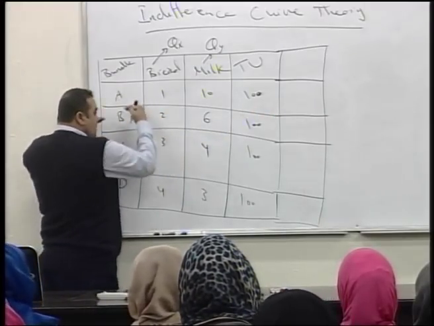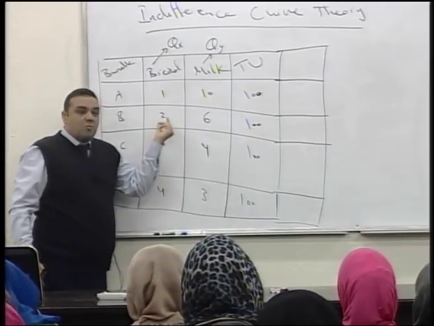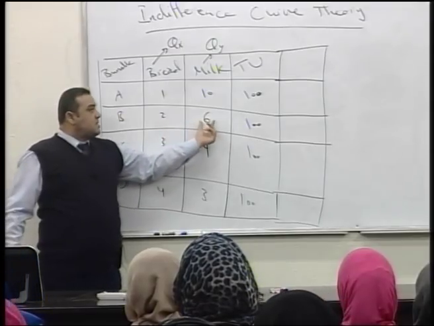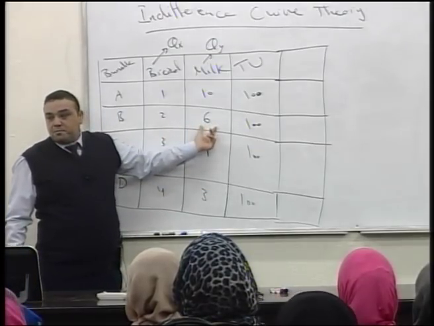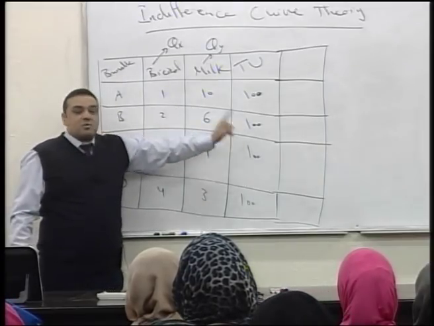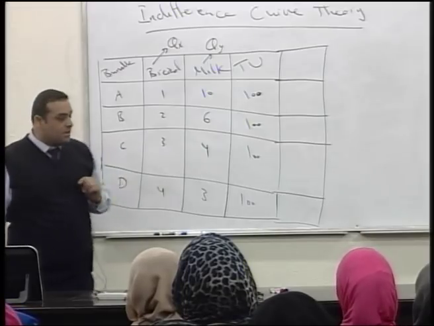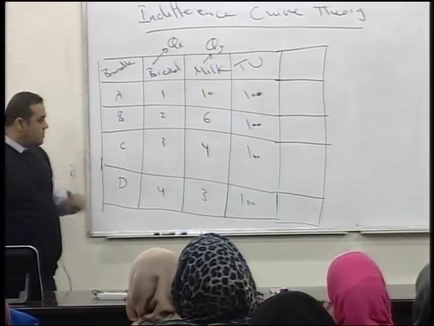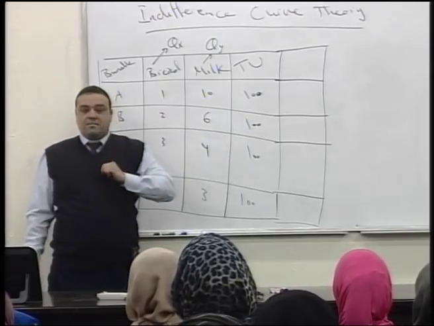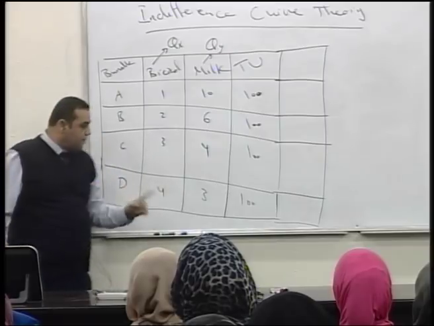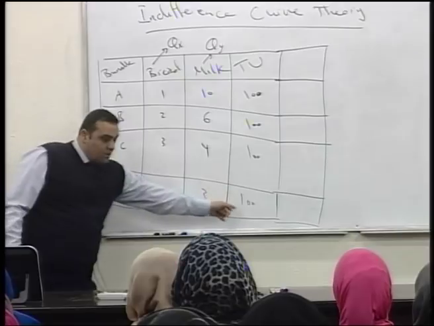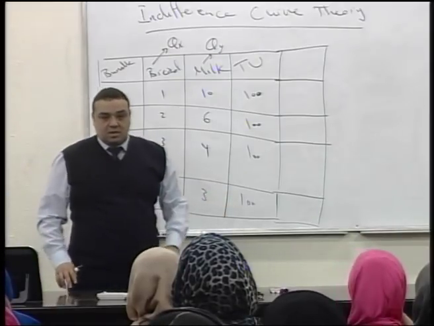Consuming a different bundle: 2 pieces of bread plus 6 cups of milk will give him the same total utility. The third bundle here: consuming 3 pieces of bread and 4 cups of milk will give him 100 utils. Group 4, and the 3 will give him the same total utility.